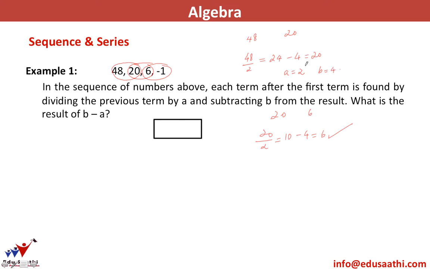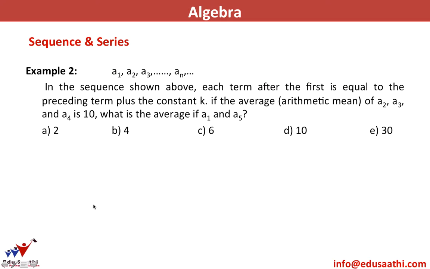Perfectly all right. So that means the set of values that I have found from the first set is actually correct. 6 and minus 1. 6 divided by 2, which is 3, and if I do minus 4, I'll get minus 1. So the value of b comes out to be 4, the value of a comes out to be 2, and your final answer that you need to mention here is 2.